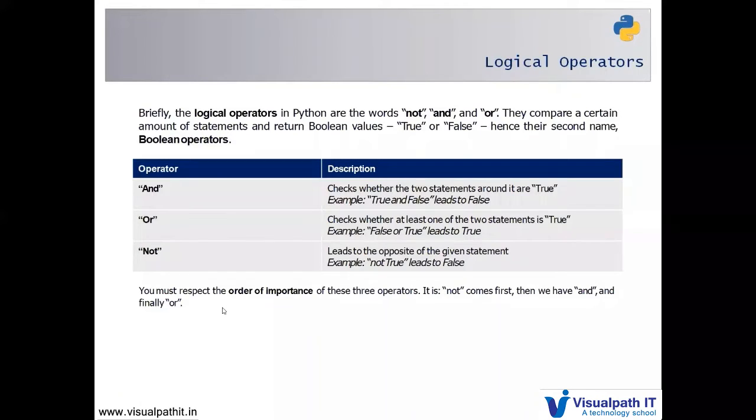There is also the order of importance or priority which needs to be followed. So the NOT comes first, then we have the AND and finally OR. So if we have an expression wherein more than one of these operators are used, if there is a NOT, it will be evaluated first, then the AND and finally the OR.